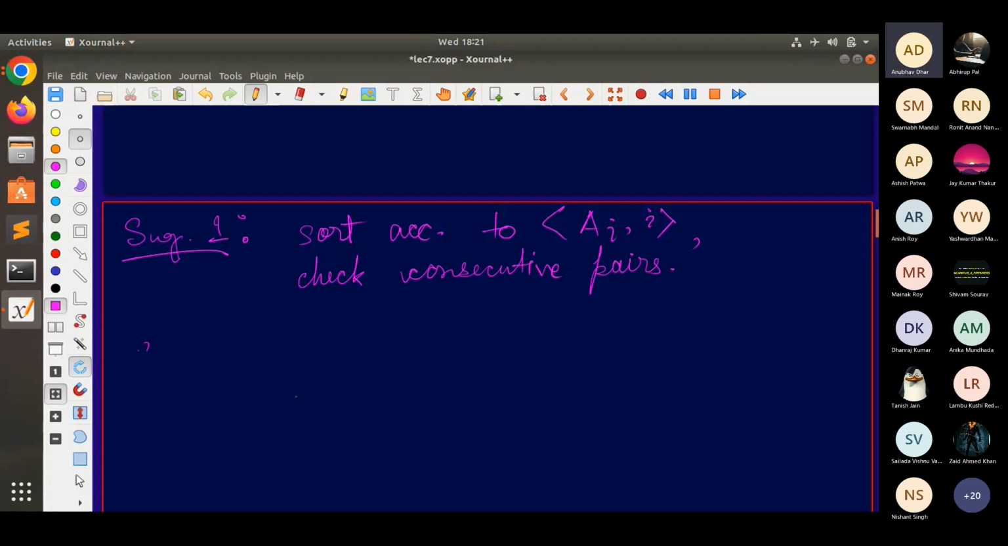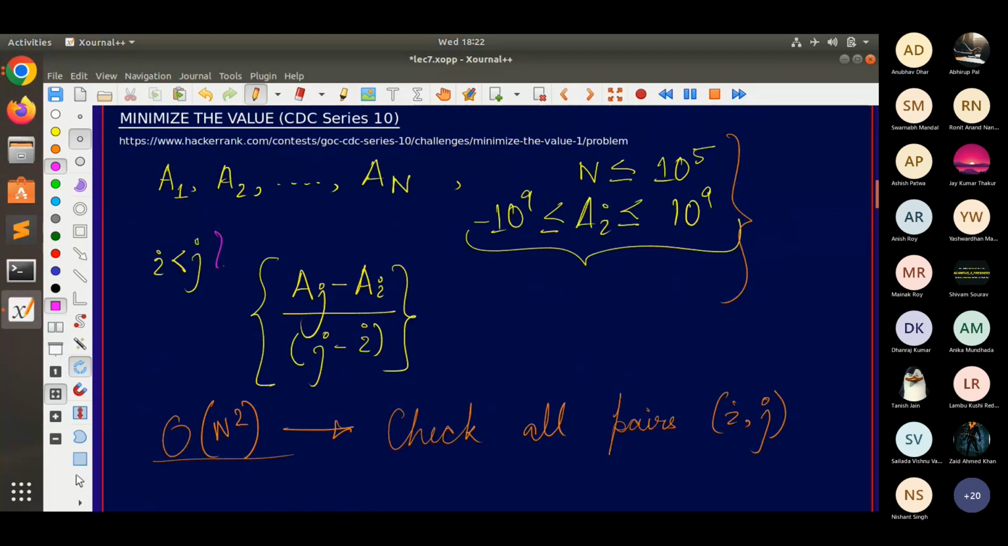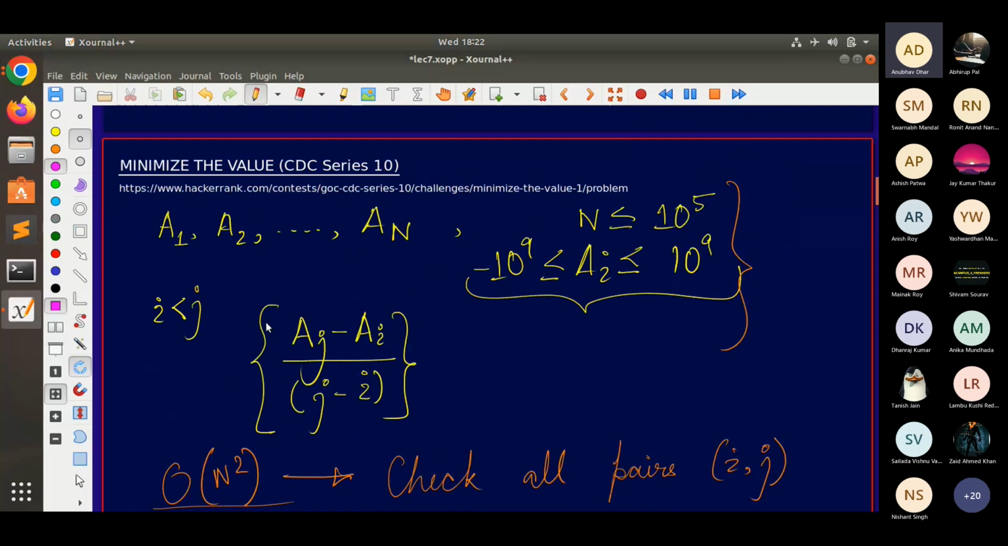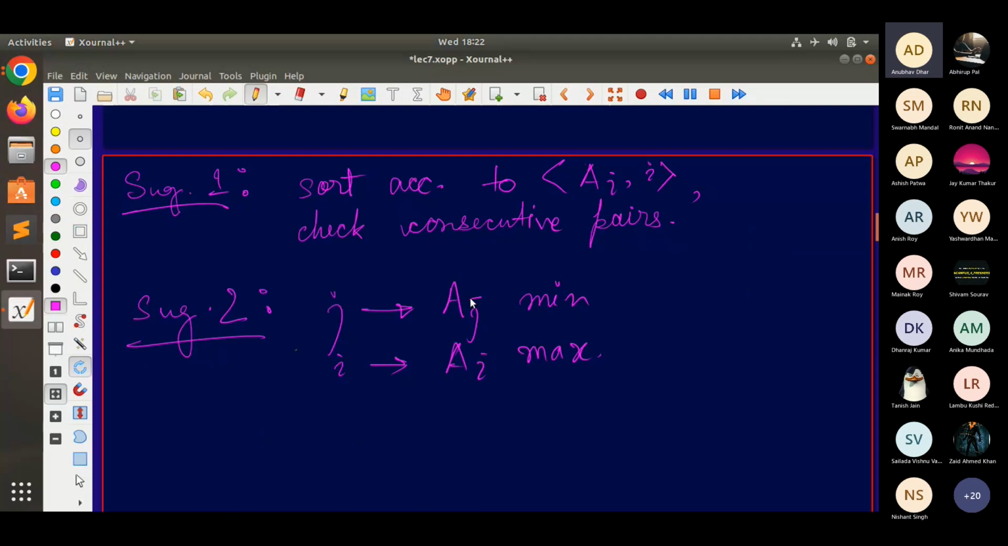Okay, suggestion 2 is J is such that AJ is minimum, and I is such that AI is maximum. So first of all, this condition might not hold true, right? For the things that you are saying. So the maximum element, so J was supposed to be minimum. Yeah, so the minimum element can definitely come before the maximum element. Yes. But even if this is the case, I think you might have some counterexamples.